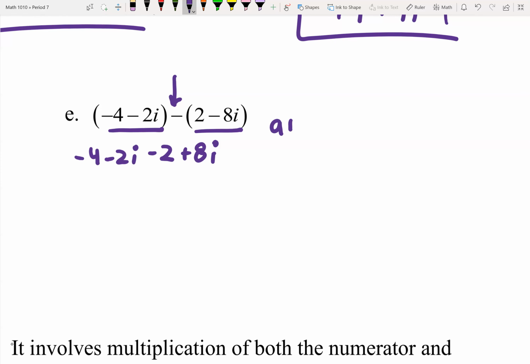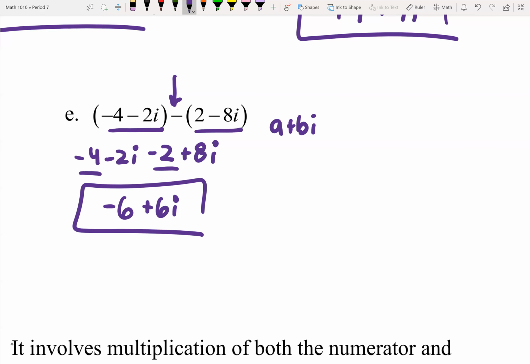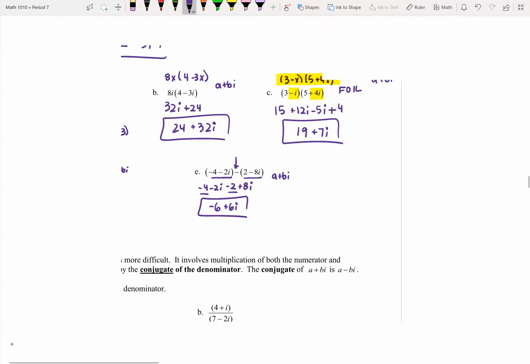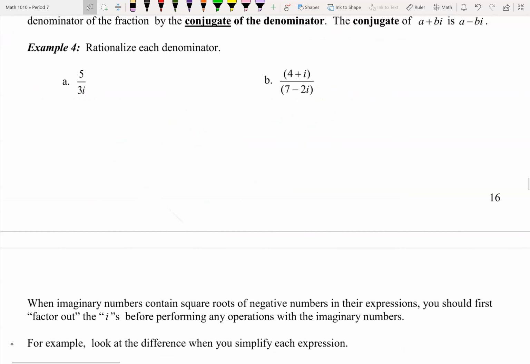Now let's write it as a plus bi. So a -4 and a -2 is a -6. A -2i and a positive 8i gives me a positive 6i. That's my answer, and I'm done. Okay? Who says gotcha? Tell me how you're feeling. Good? Okay. All right. Look at question 4.